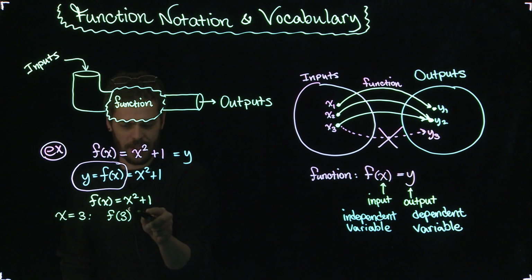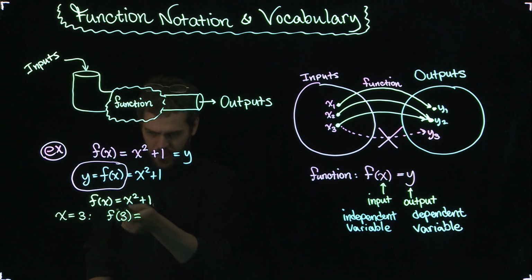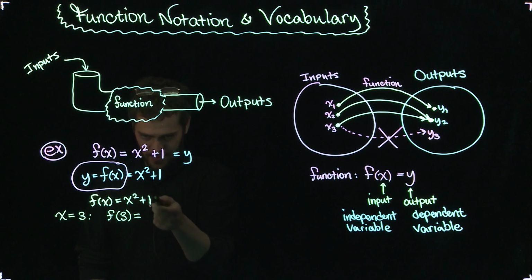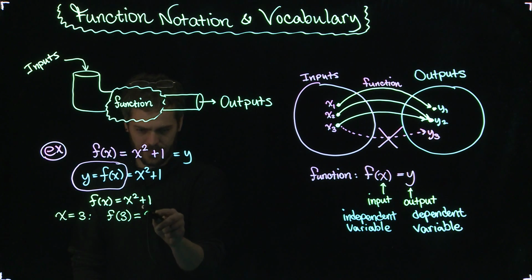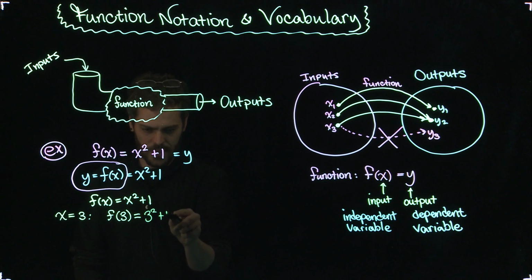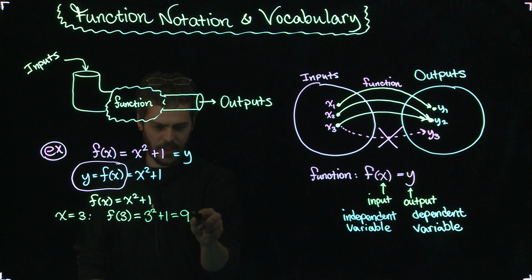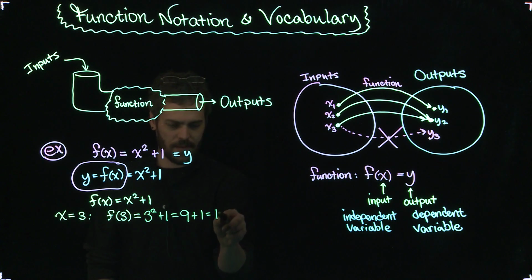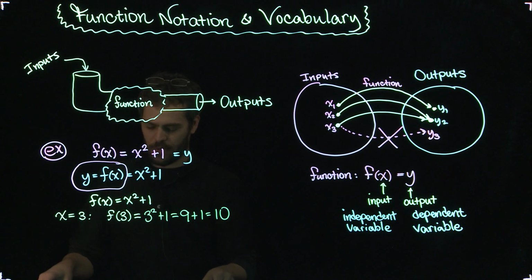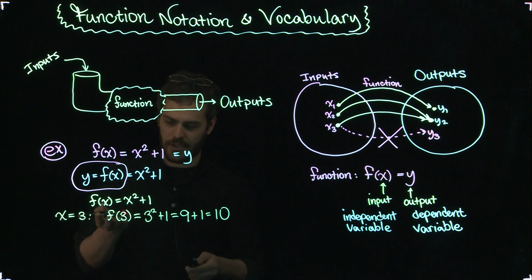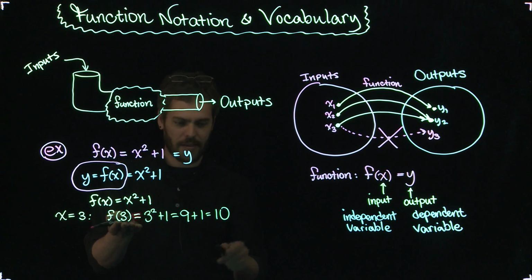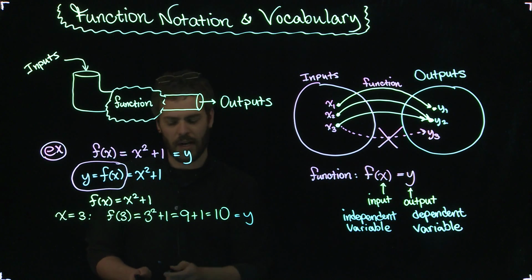f of 3 is how we say that. And then we put this input into every place that we see an x variable over here as we've defined the function. So I'm going to put it in right here, square it, add 1. This gives me 9 plus 1, which is 10. And 10 is therefore equal to my function of x evaluated at 3, or we could call it y.